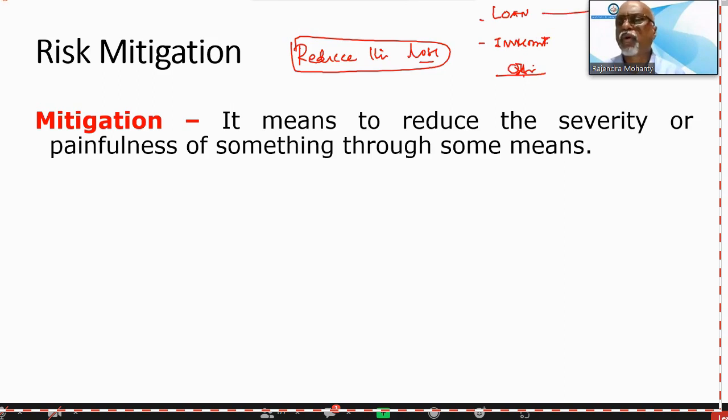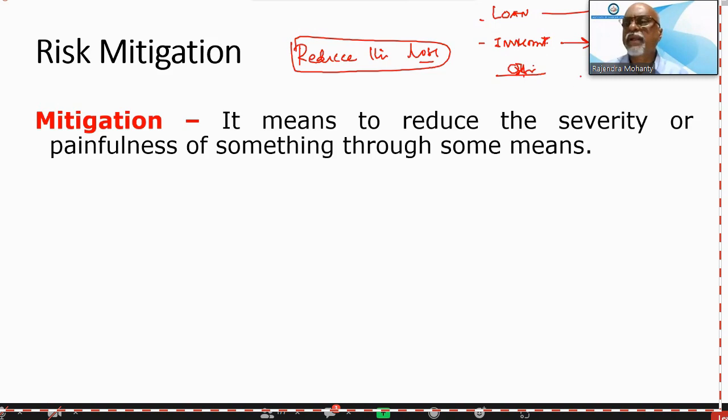So for loan, what is the risk? The main risk of loan is that the borrower may default. The borrower will not pay back your money. So basically you can say when this is turning NPA. So that is the risk in loan.